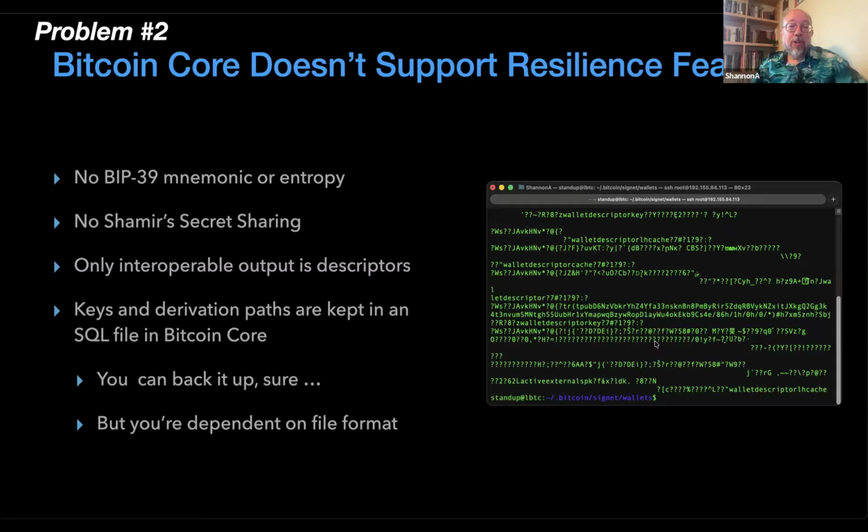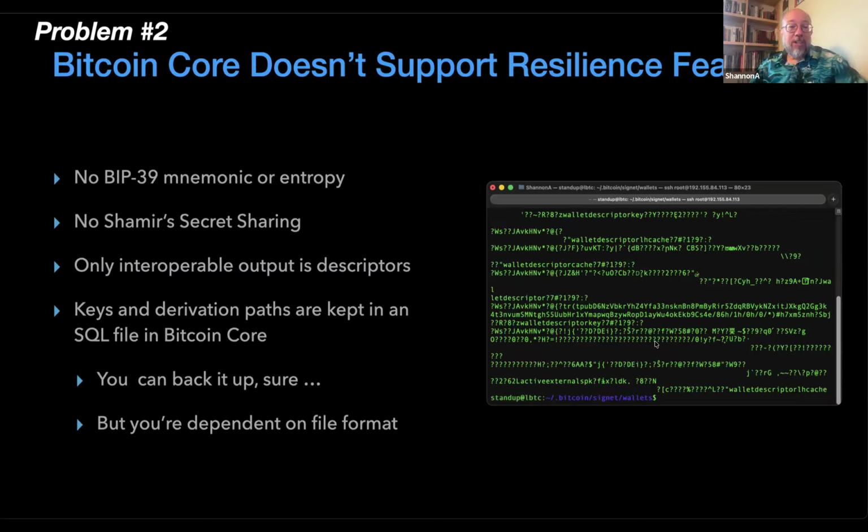So in particular with Bitcoin Core, there's two factors. There's the fact that it doesn't support BIP39 mnemonics or entropy. BIP39, that's where you have mnemonic words, usually a set of 12 words that lets you reconstruct your seed. And it turns out that it's the whole first stage that you can use to produce keys. And Bitcoin Core skips it entirely. And the other thing is Bitcoin Core, like many wallets, doesn't have any access to Shamir's secret sharing.